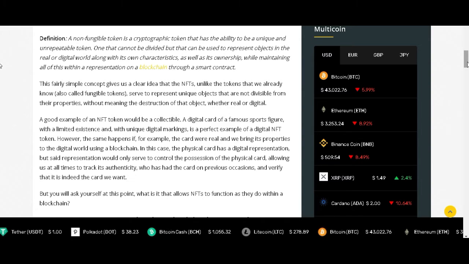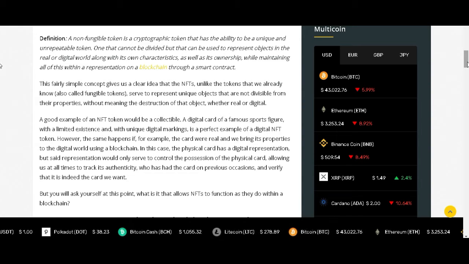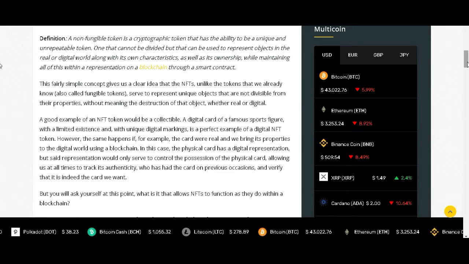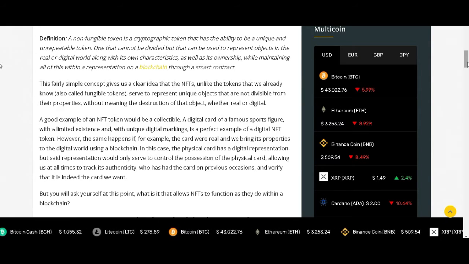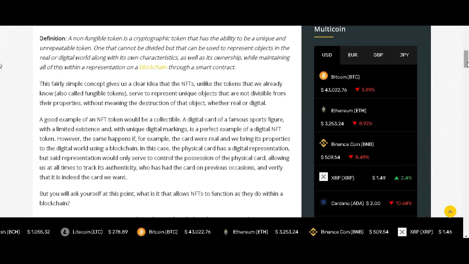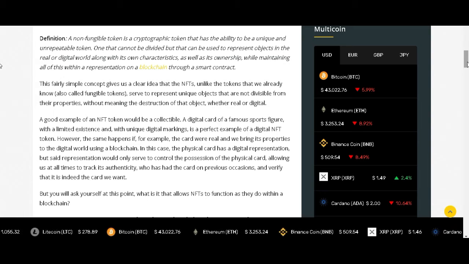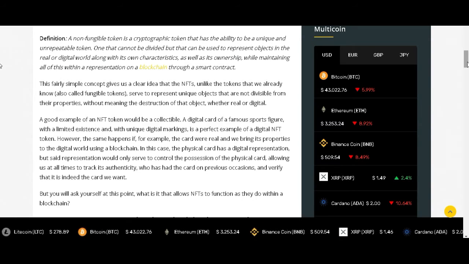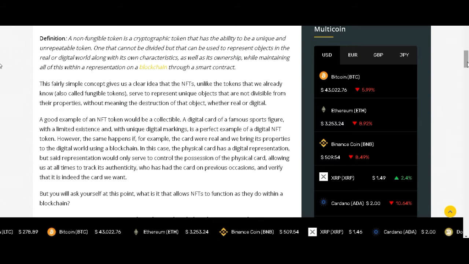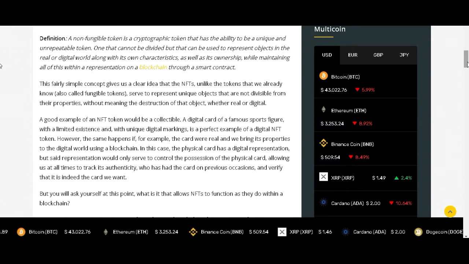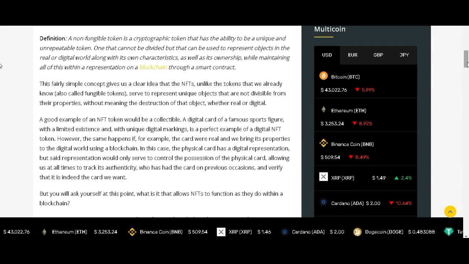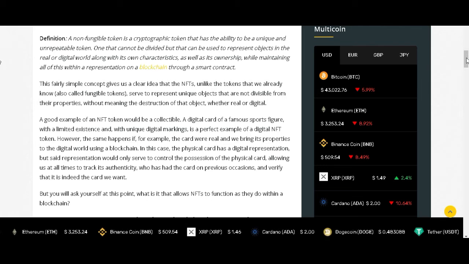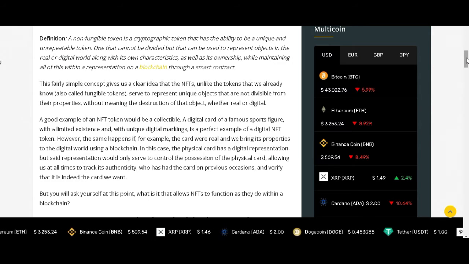One that cannot be divided, but that can be used to represent objects in the real or digital world along with its own characteristics, as well as its ownership, while maintaining all of this within a representation on a blockchain through a smart contract. This fairly simple concept gives us a clear idea that the NFTs, unlike the tokens that we already know, also called fungible tokens, serve to represent unique objects that are not divisible from their properties, without meaning the destruction of that object, whether real or digital.